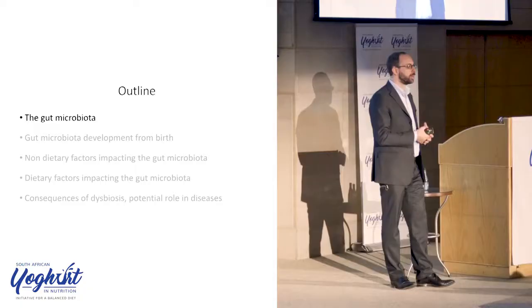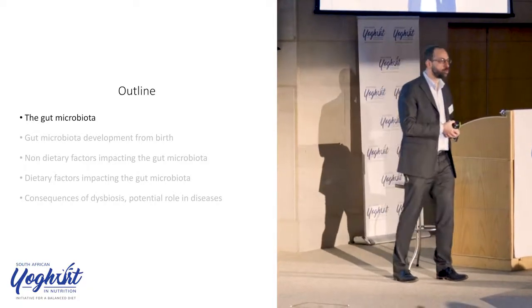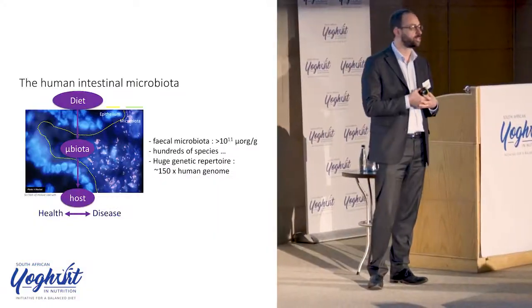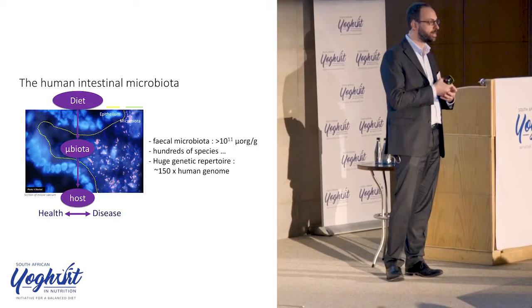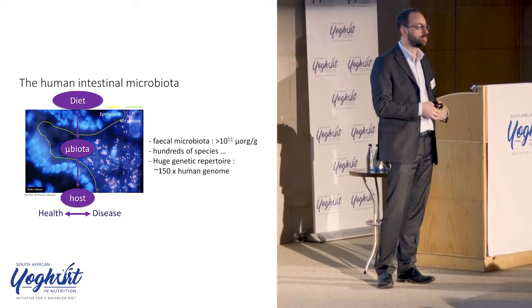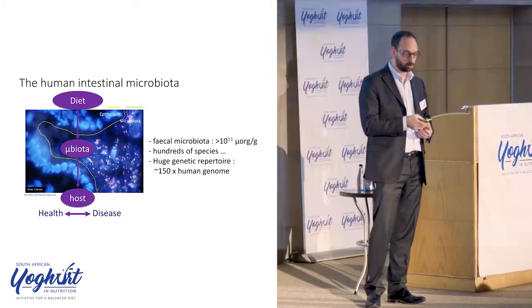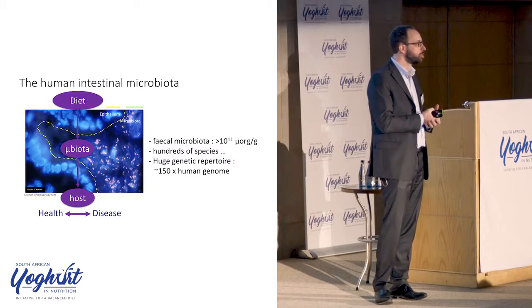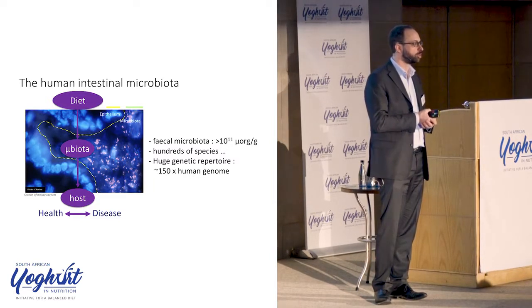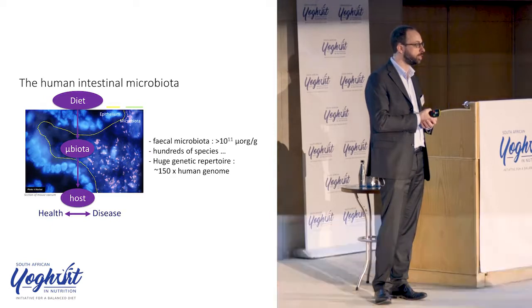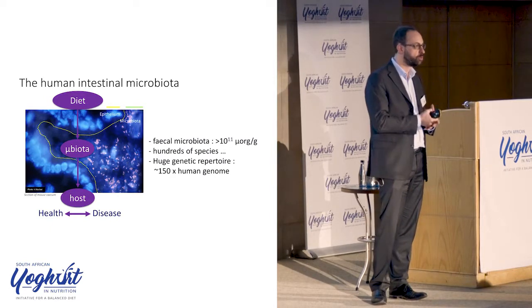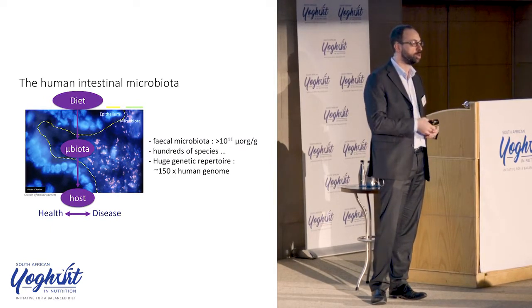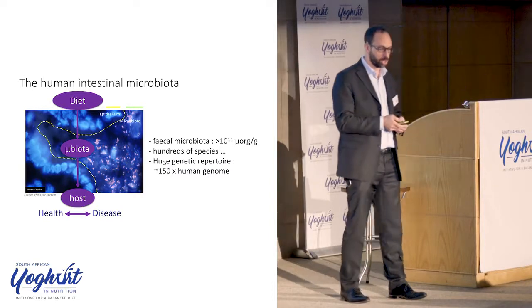So the gut microbiota is a very dense ecosystem composed of several hundreds of microorganisms. In 1 gram of stools, you have more than 100 billion microorganisms. And these microorganisms play several roles for our health. If you put together all the genes present in the gut microbiota of one human being, it represents 150-fold times the human genome. So really huge metabolic capabilities.